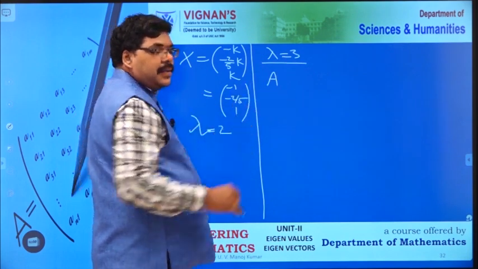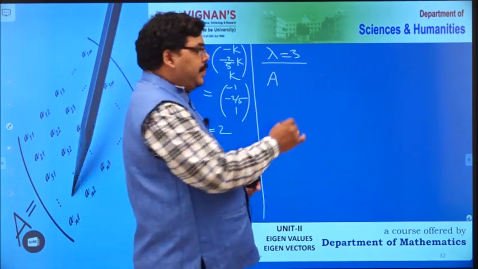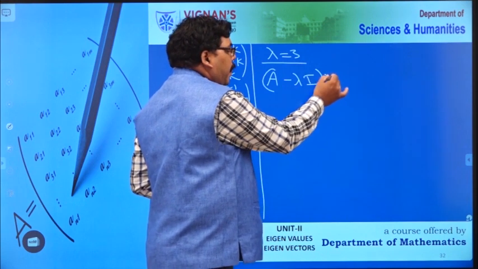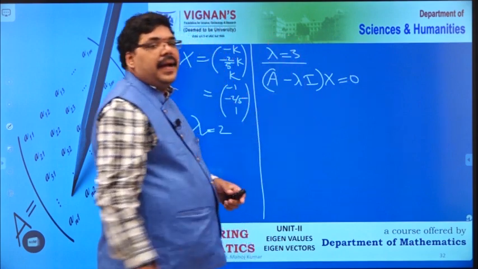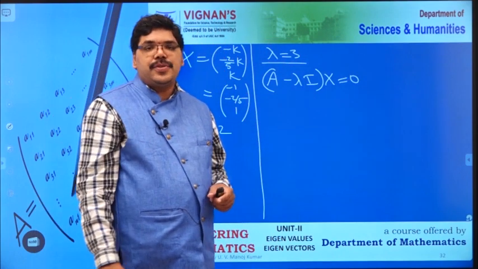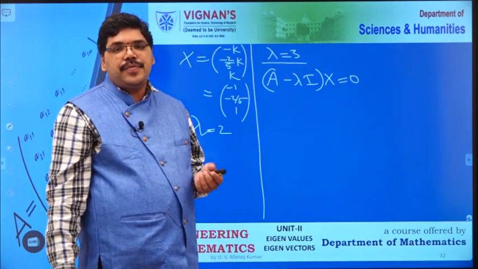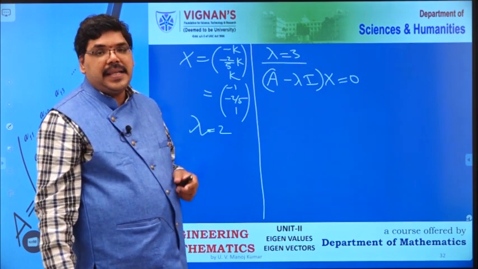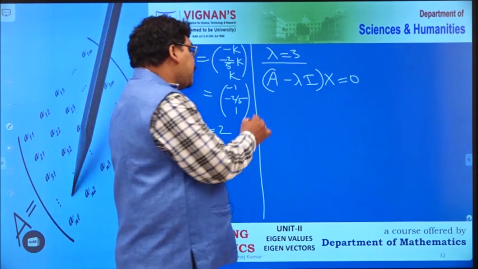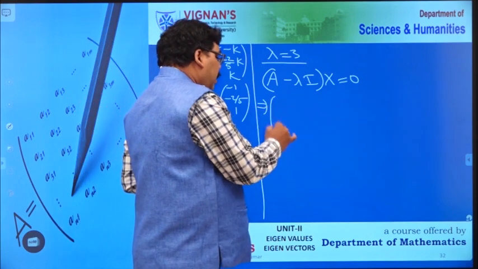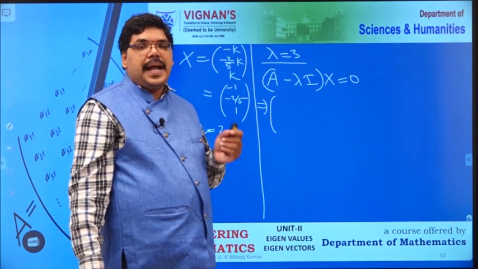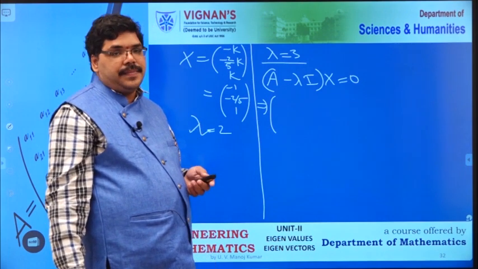When lambda is equal to 3, A minus lambda I into x equals to 0. This is the equation. A minus lambda I into x equals to 0 is the equation used for finding eigenvectors. What is lambda there? Lambda is 3. So how will you write A minus lambda I? From the matrix A, subtract lambda from the principal diagonal elements.